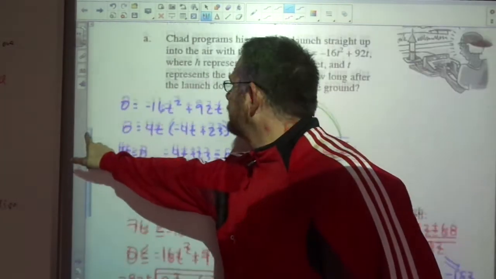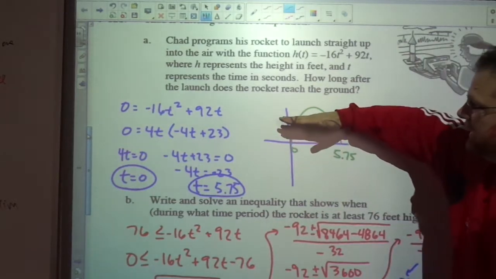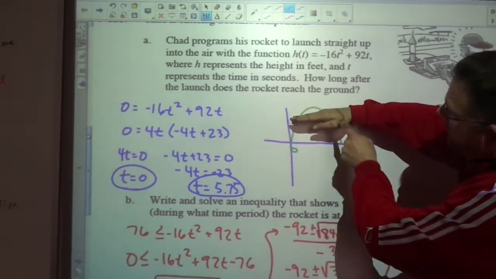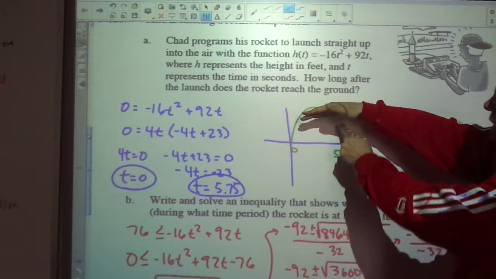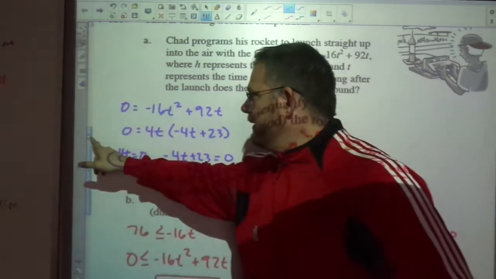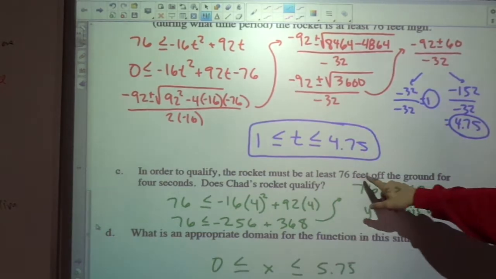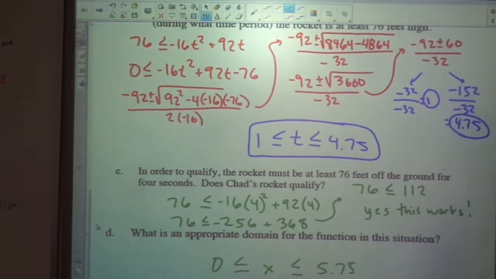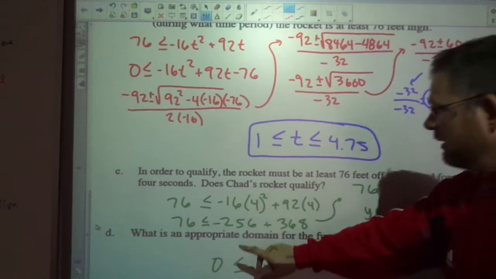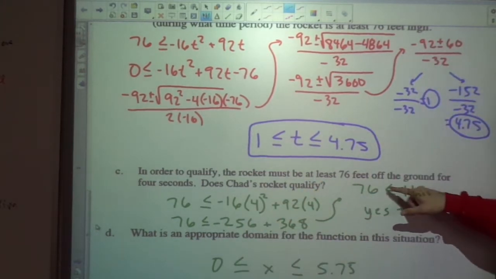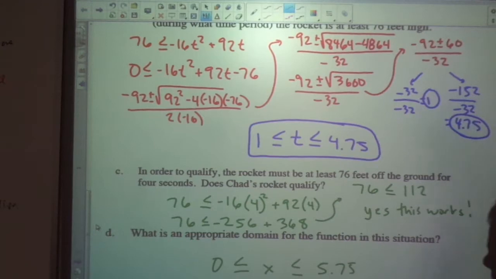So if you think about this, here's kind of our 76 feet. It hits it at 1, and it stays above it until we get to 4.75 seconds. So in order to qualify, the rocket must be at least 76 feet off the ground for 4 seconds. Does it qualify? So I plugged in 4 here. And I got, yes, this is bigger than that, so yes, this works.